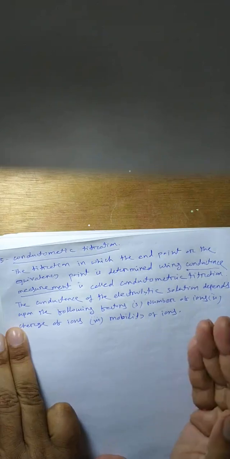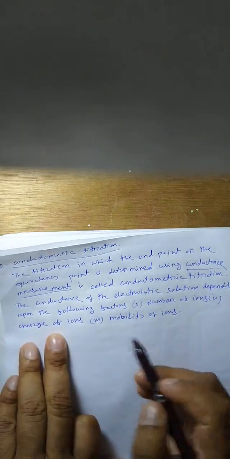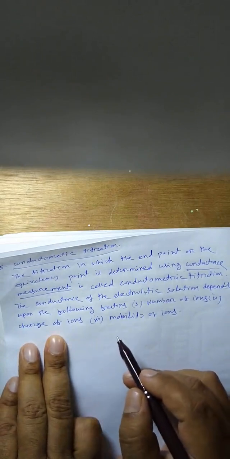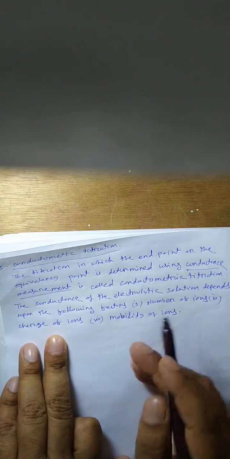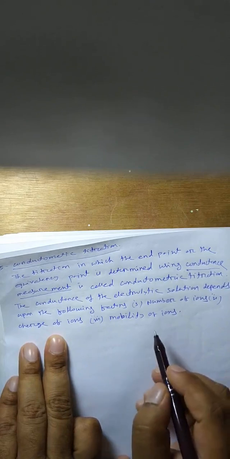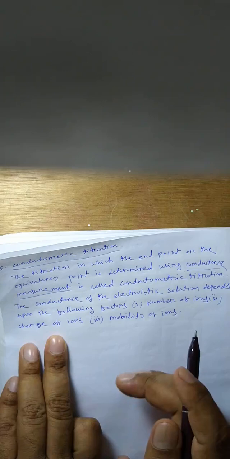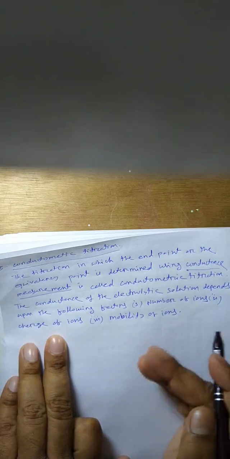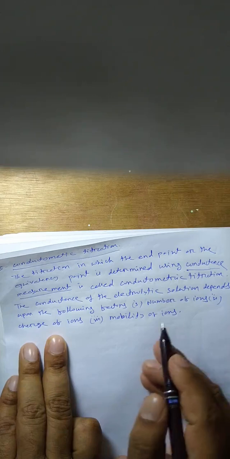So the conductance of the solution depends upon three factors. One is the number of ions. If the number of ions is more, conductance will be more. Second, the charge of the ion, that means sodium plus, calcium 2 plus, aluminum 3 plus. Depending upon the charge, the conductance also varies. Then the mobility of the ions: if the velocity of the ion is more, then conductance will be more, as more ions will move from anode to cathode or cathode to anode. So this is called the conductometric titration.